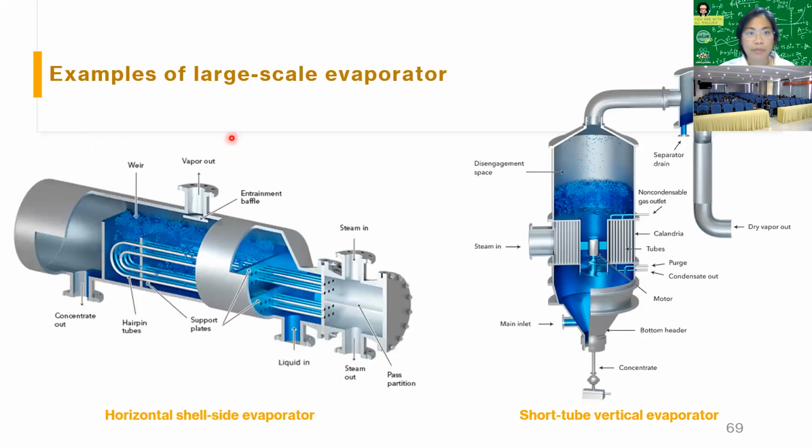This is another example of a larger scale evaporator. Basically you have the liquid in, and most of them use steam to heat up the tubing. The heated tubing will boil the liquid, and then the vapor comes out. It's a similar setting, horizontal and vertical, but the same principle. You have steam in, you have a heating element inside, and this heating element will make the liquid increase in temperature, and then evaporation happens.